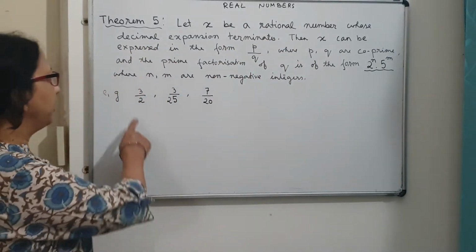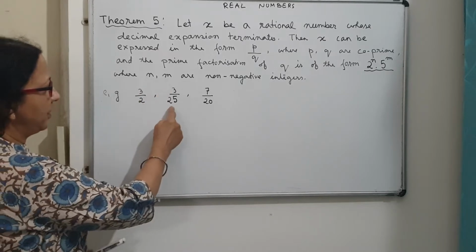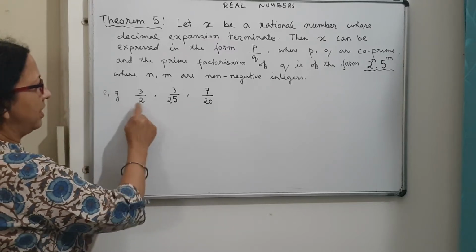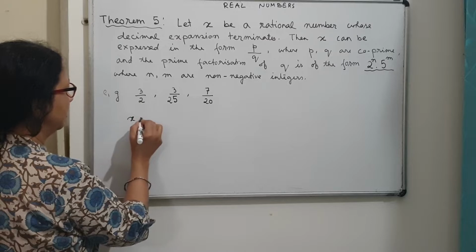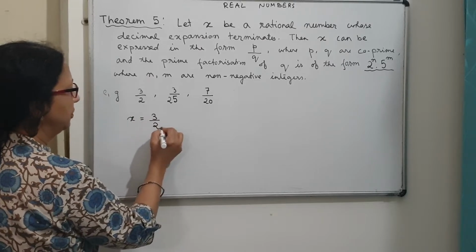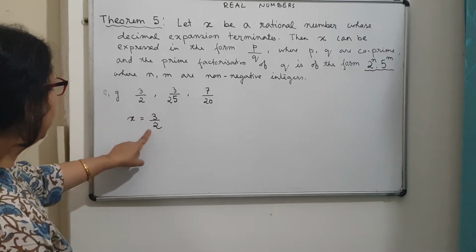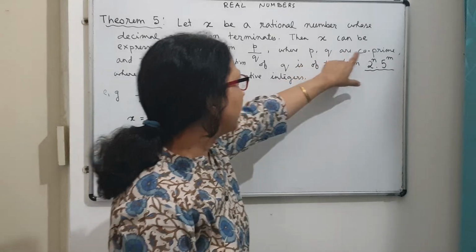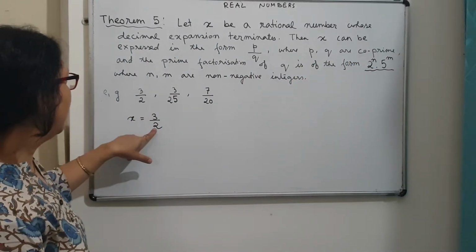This is the theorem. So that means, for example, I have taken three rational numbers: 3 by 2, 3 by 25, 7 by 20. So these are rational numbers, as you know. Let me first take this one: x is equal to 3 by 2. It is in the form p by q, and also they are in the lowest term, as p and q are co-prime. So these 3 and 2 are co-prime. So it is in the lowest form.